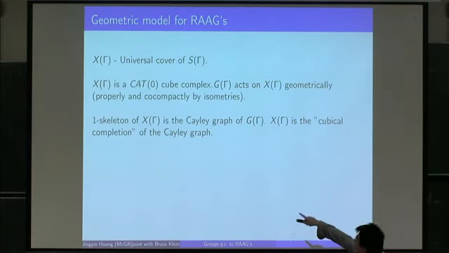And here is another alternative description of this space X of gamma. The one-skeleton of X of gamma is exactly the Cayley graph of your RAAG, and X of gamma is the cubical completion of the Cayley graph in the following sense. You start with the Cayley graph. Whenever you find a 4-cycle, you fill in a square. Whenever you find the 2-skeleton of a 3-cube, you fill in a 3-cube, and this will terminate after finitely many steps. So you exactly get the universal cover of the Salvetti complex.